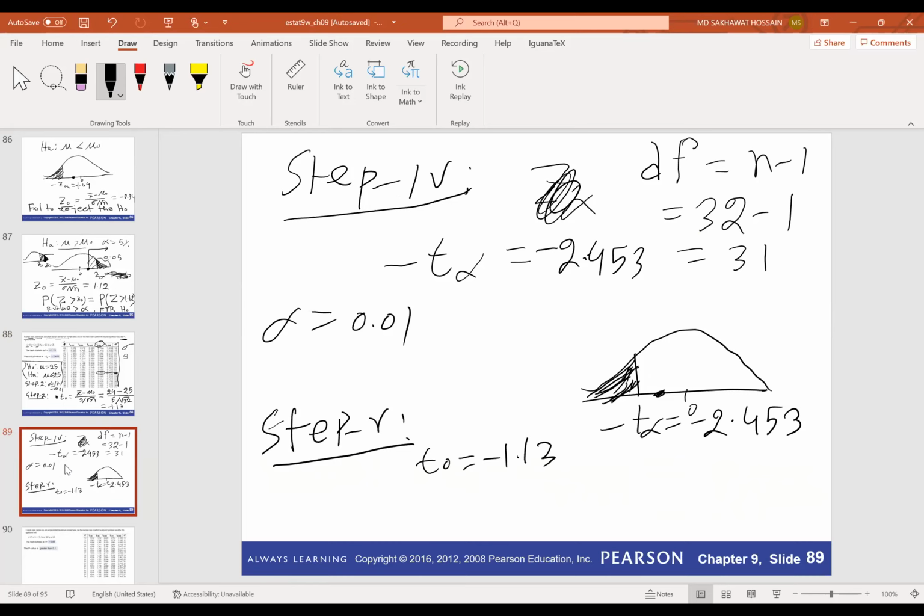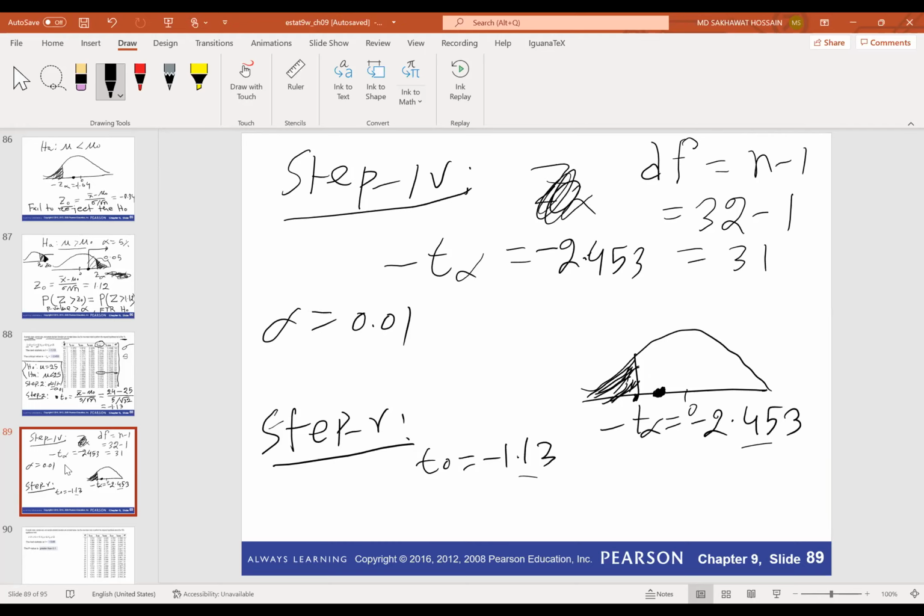It will be somewhere here, right? Because this value is negative 2.453. So negative 1.13 will be on the right side of this value, right? Because this value is higher than this one. So it is outside the rejection region.